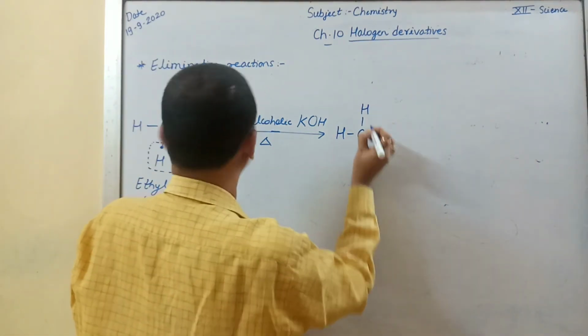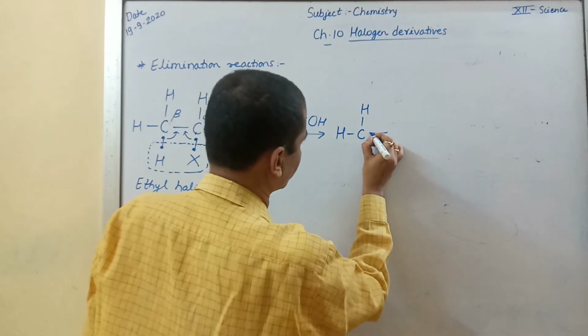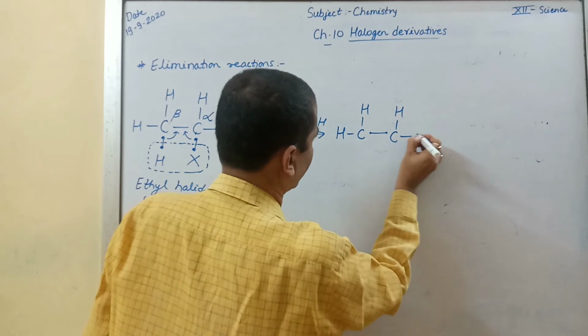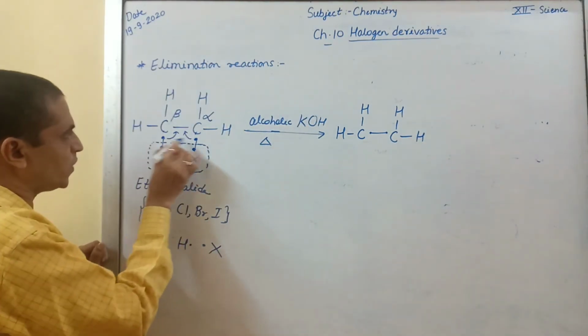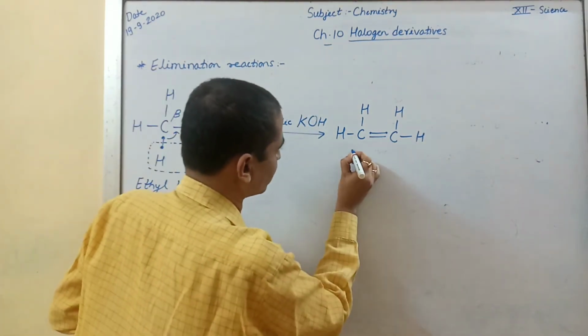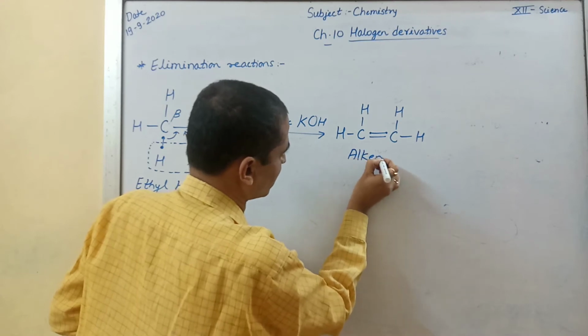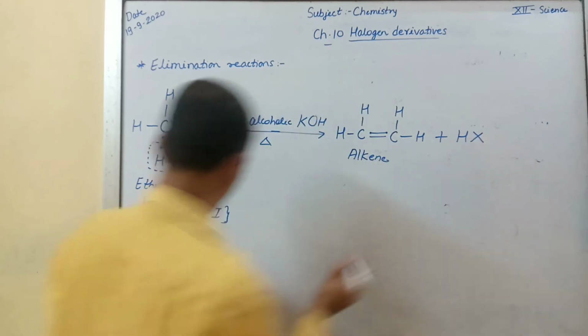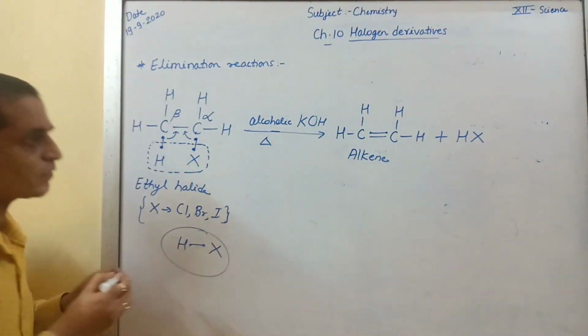CH, CH2. This bond already exists, and one more bond is formed due to these electrons. So here you get what? Alkane. It is what? Alkane. And hydrogen halide is formed in this manner, HX.